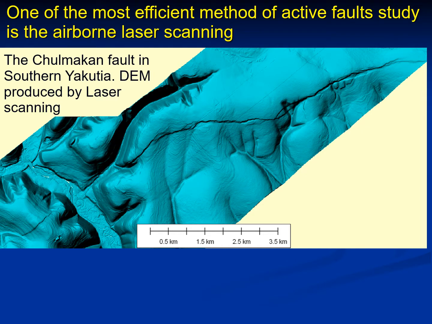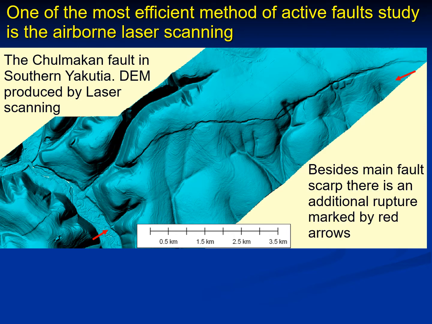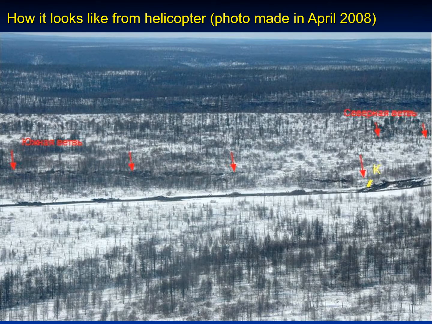One of the most efficient methods of active fault study is the airborne laser scanning. It is the Chilmakan fault in southern Yakutia. It is its digital elevation model produced by laser scanning. And it is interesting that besides the main scarp, which is very well visible, we can see an additional rupture marked by red arrows. And how it looks like in the field from the helicopter in April, when area was slightly covered by snow.